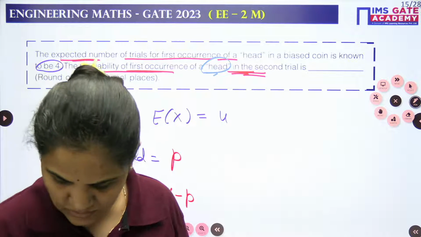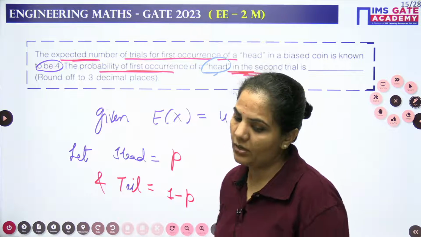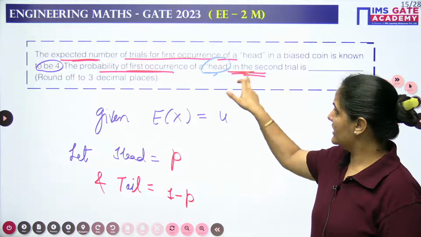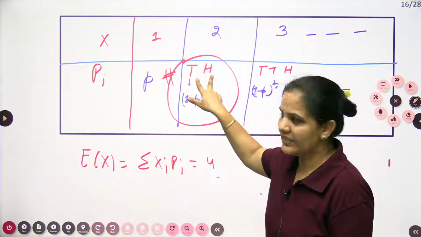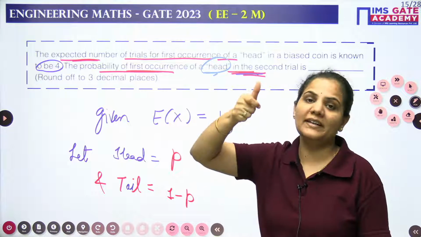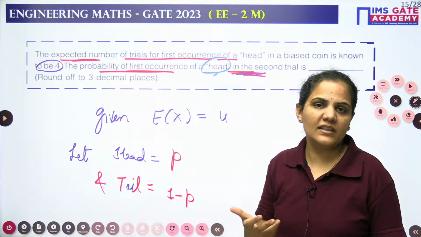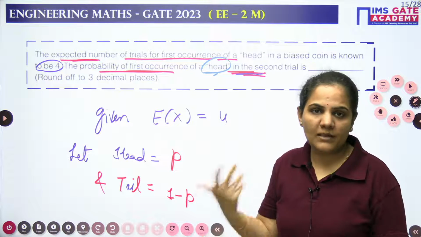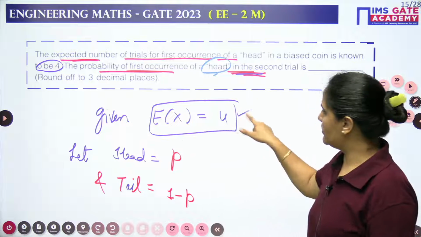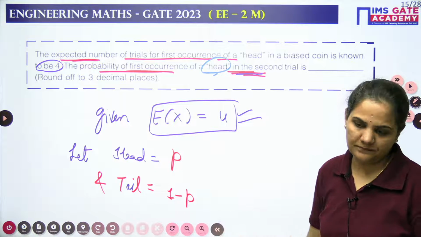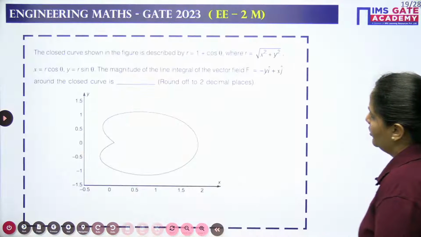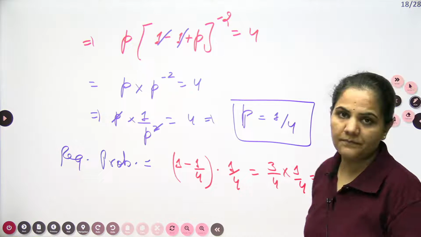Akansha, the question is not asking me about the probability for head. The question is asking about head in the second trial. So head in the second trial is this case. So I am using expected value because an expected number is given to me. Expected number means the expected value, means the mean, means the weighted average. So it is given to me, that's why we are using this concept to solve the question. Alright, now I hope this is clear to everyone.